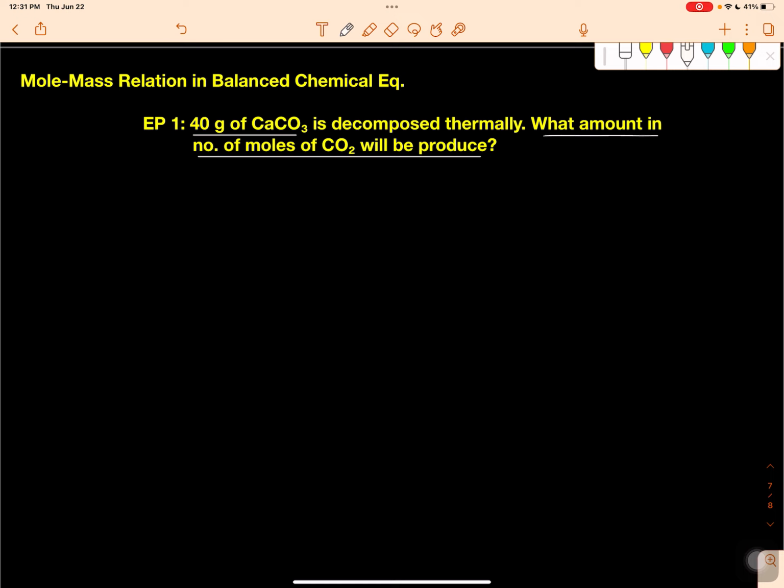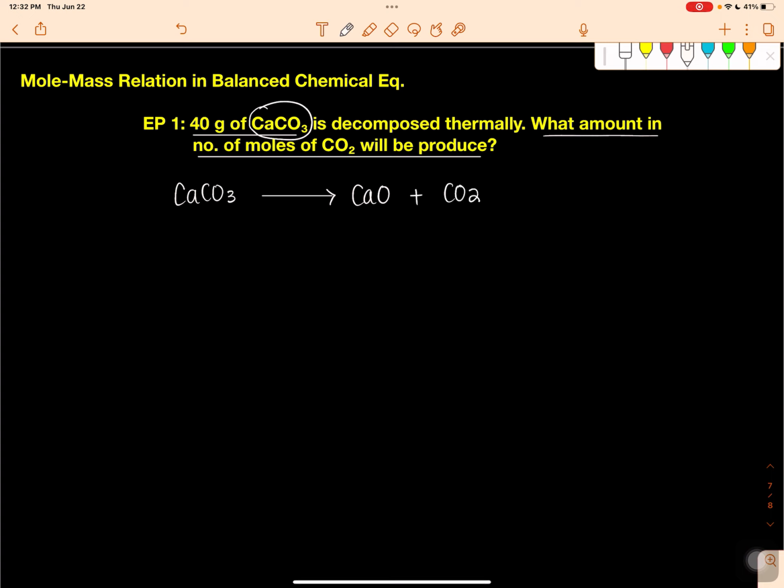But how will I proceed? Unless I have a balanced chemical equation, I can't proceed. So first I need to find out what the balanced chemical equation is. So this is the starting material which is thermally decomposed. So we have calcium carbonate. This one thermally decomposed will produce calcium oxide along with carbon dioxide.